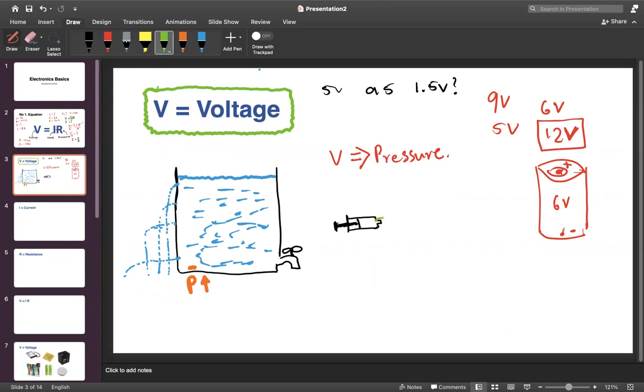Right. So let's say that there are two syringes, or two injections, connected like this.